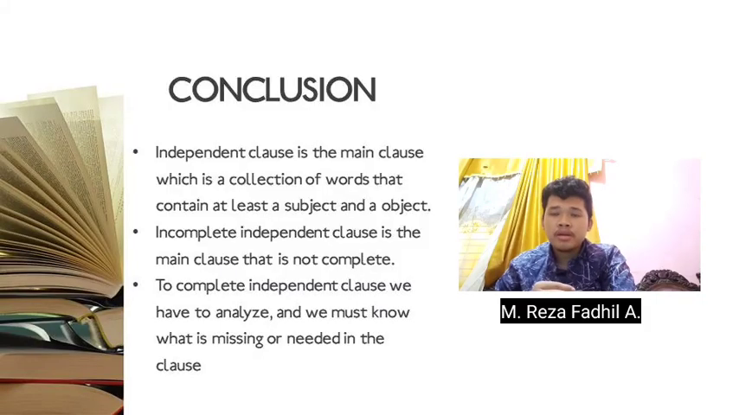Now, we are almost at the end of the presentation. It is the conclusion part. What we can conclude about the presentation is that an independent clause is the main clause, which is a collection of words that contains at least a subject and a verb, and usually other components that make up a complete thought. An incomplete independent clause is a main clause that is not complete. To complete an independent clause, we have to analyze the parts of speech, and we must know what is missing or needed in the clause: adjective, noun, adverb, subject, and object, so that it becomes a complete clause.